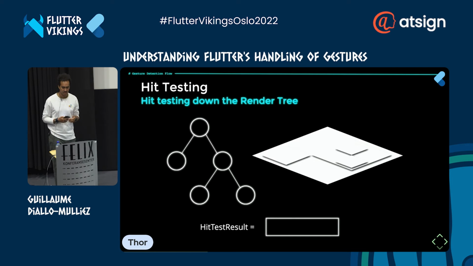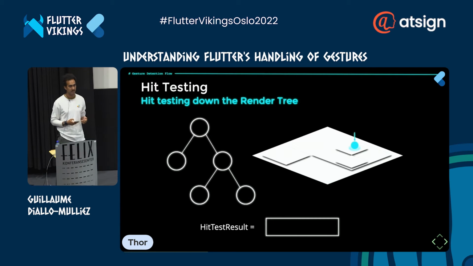So this happened in the render object tree. I'm not going to talk about widgets, but rather render objects. Let's imagine we have this kind of layout. We have a render object with 2 children. One of them also has 2 children. And let's imagine we have an incoming pointer event at that position.